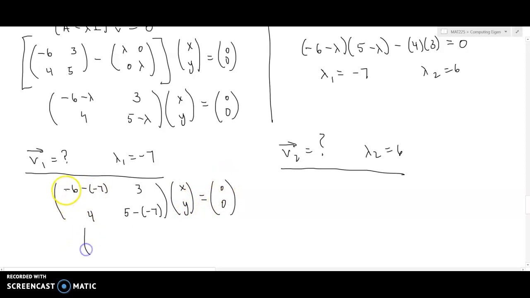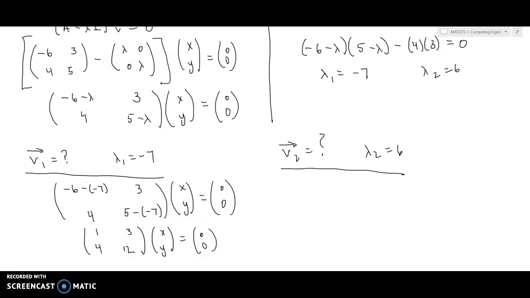So in this matrix, I'll have -6 plus 7 is 1, 3, 4, and 5 minus -7 is 12. And again, you can see here that this 1, 4 vector and this 3, 12 vector are multiples of each other. If I scale this by 3, I get this. And you can even see that the determinant, 1 times 12 minus 4 times 3, is 0. Therefore, the system is going to have infinitely many solutions.